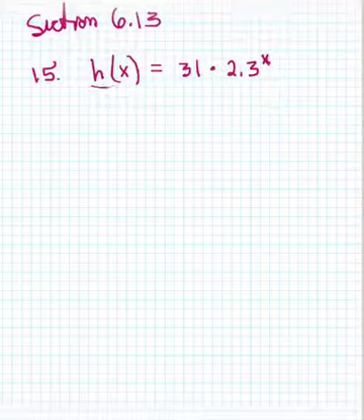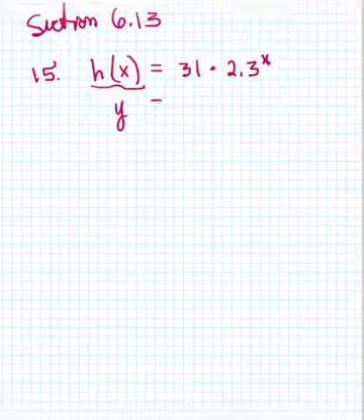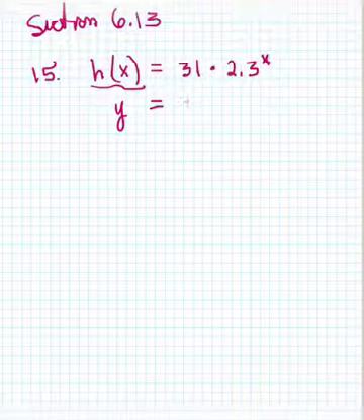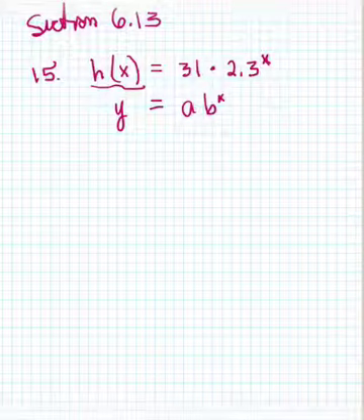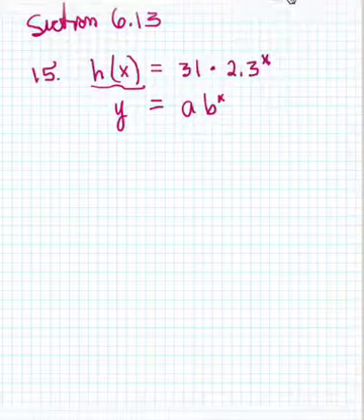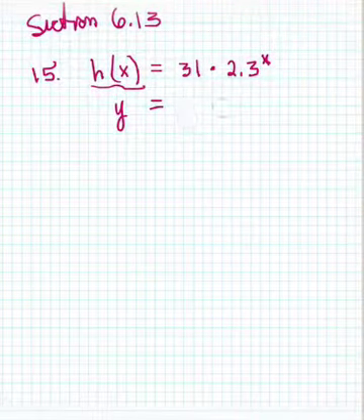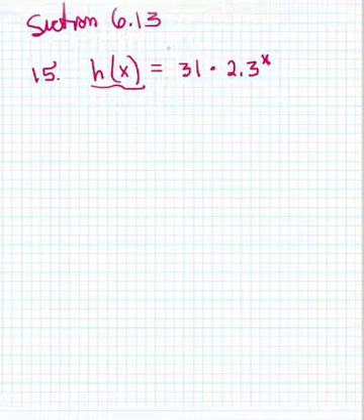Remember, the h of x is kind of like a y. It's the dependent variable. You give me an x and I'll tell you what the output of this function is, and we plot it on the y-axis, and this is going to equal a b to the x, where a is the coefficient, b is the base, and x up there. So y equals a b to the x. So I can see that a is 31, b is 2.3, and then my output is going to be right there. All right, so now keeping that in mind, we can make a chart.